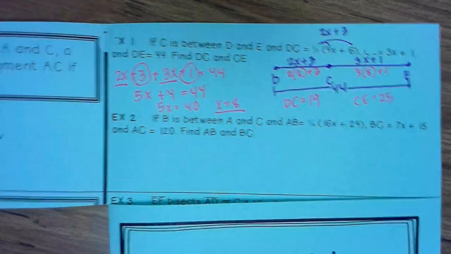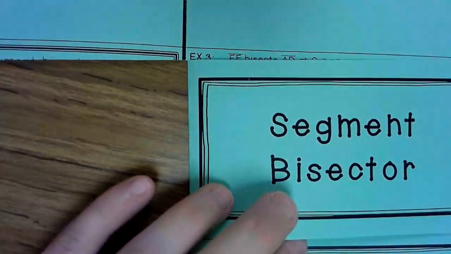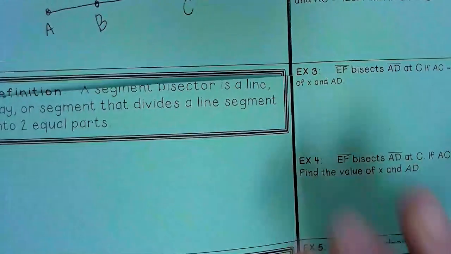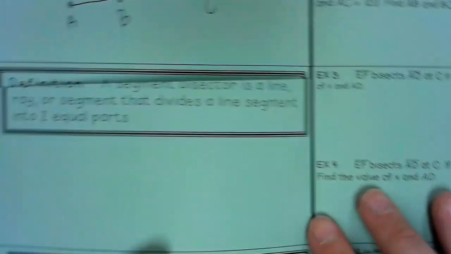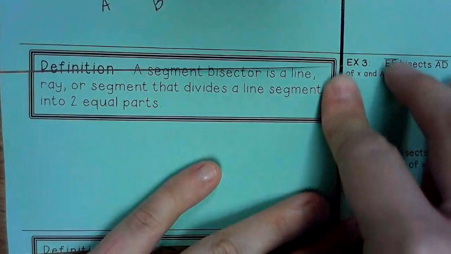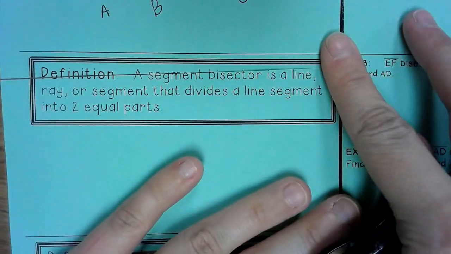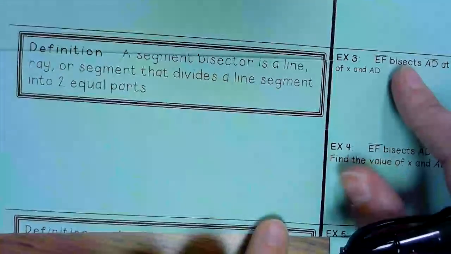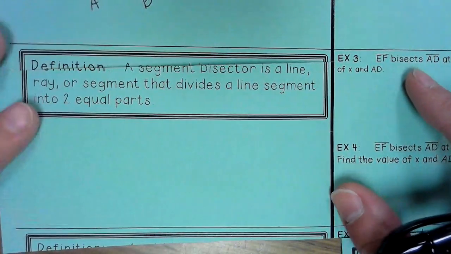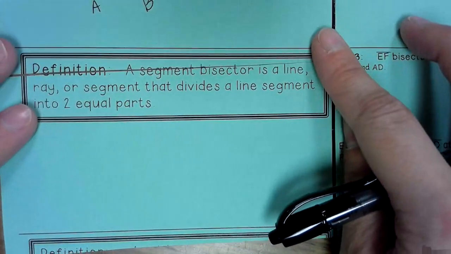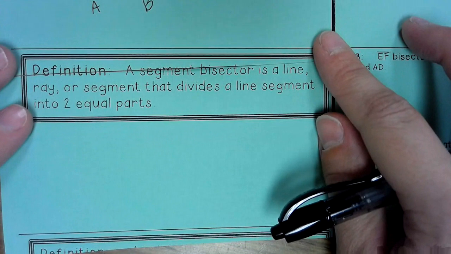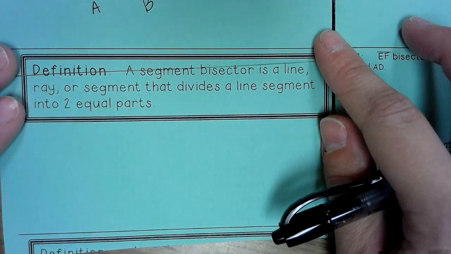All right, let's move on to segment bisector. So you can see that my cutting skills are no good. Maybe I need to go back to kindergarten, something. So here's the definition of a segment bisector. So segment bisector is a line, ray, or segment that divides a line segment into 2 equal parts.